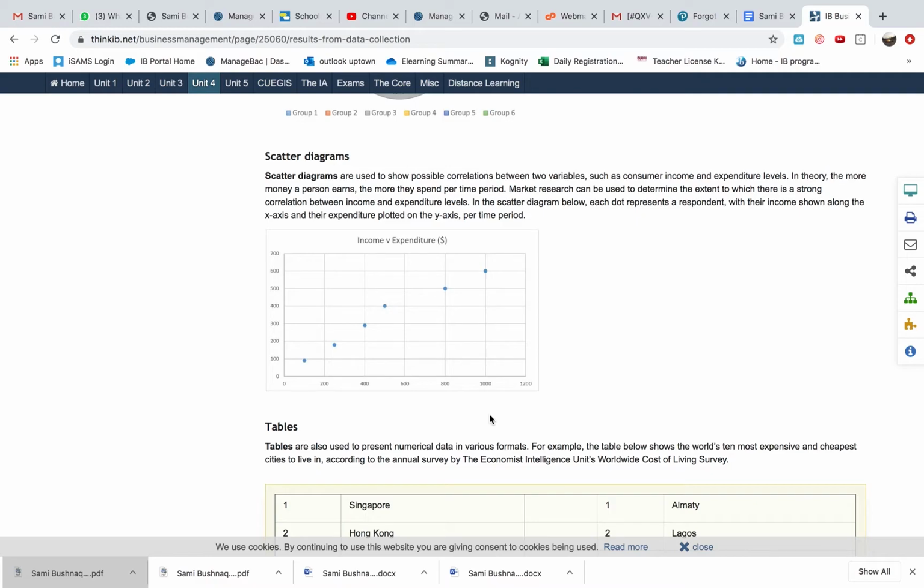Scatter diagrams show possible correlations between two variables. So when you're comparing two things like consumer income and spending or expenditure levels, in theory, the more money a person earns, the more they're going to spend over time. So market research can tell you, is there a strong correlation between that or not? So you can see here that one of them is going to be spending, and one of them is going to be the wages. So I'm assuming this is the wages on the bottom here. As the wages increase, look, spending is going up. There is some sort of correlation. If you drew a trend line in there, you can see that yes, it's going up this way.